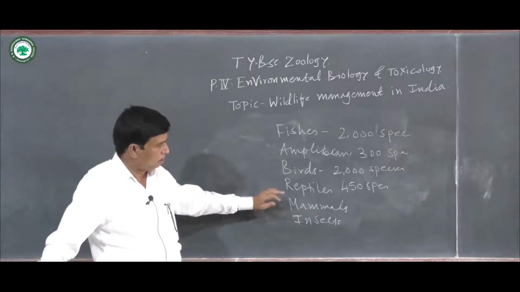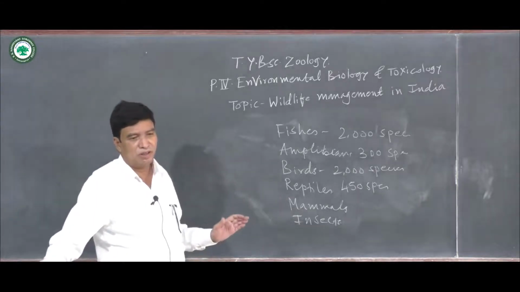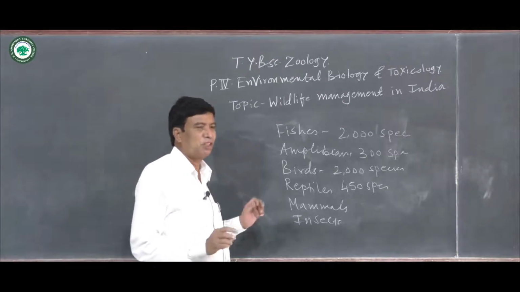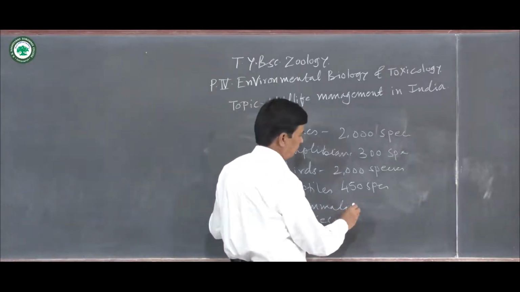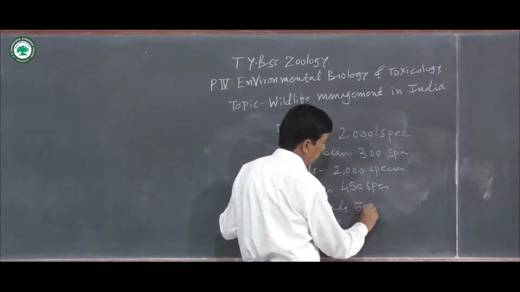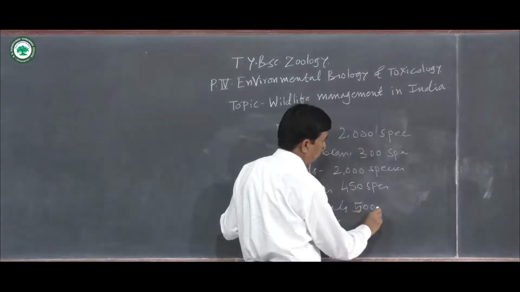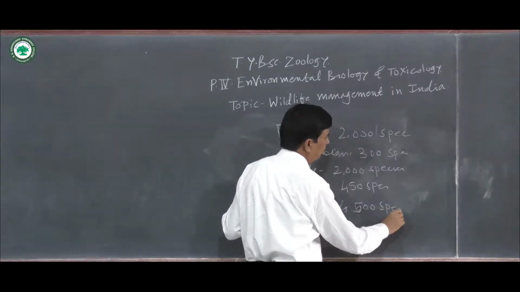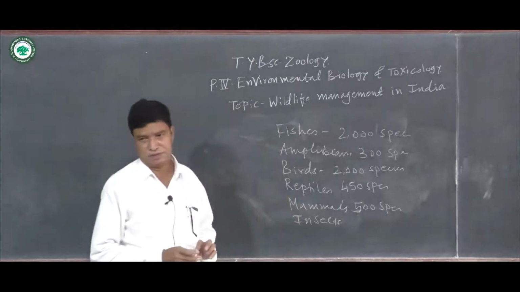And in case of mammals, there are different species of mammals, about 500 different species of mammals.